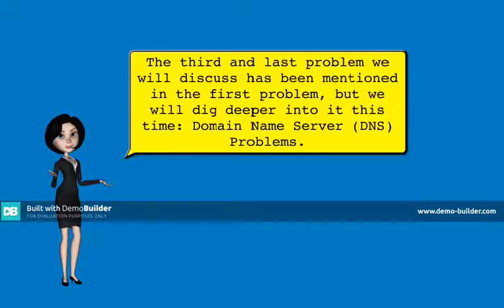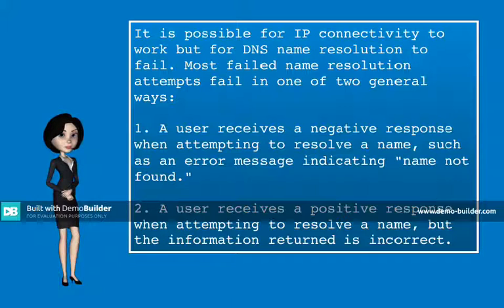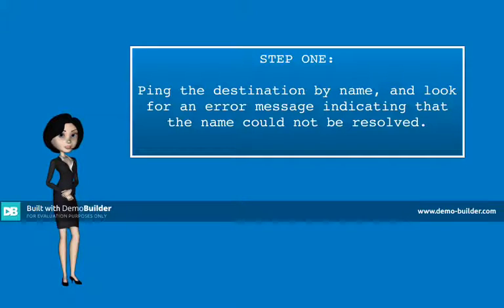The third and last problem we will discuss has been mentioned in the first problem, but we will dig deeper into it this time: domain name server, or DNS, problems. It is possible for IP connectivity to work but for DNS name resolution to fail. Most failed name resolution attempts fail in one of two general ways. 1. A user receives a negative response when attempting to resolve a name, such as an error message indicating name not found. 2. A user receives a positive response when attempting to resolve a name, but the information returned is incorrect. Step 1. Ping the destination by name, and look for an error message indicating that the name could not be resolved.